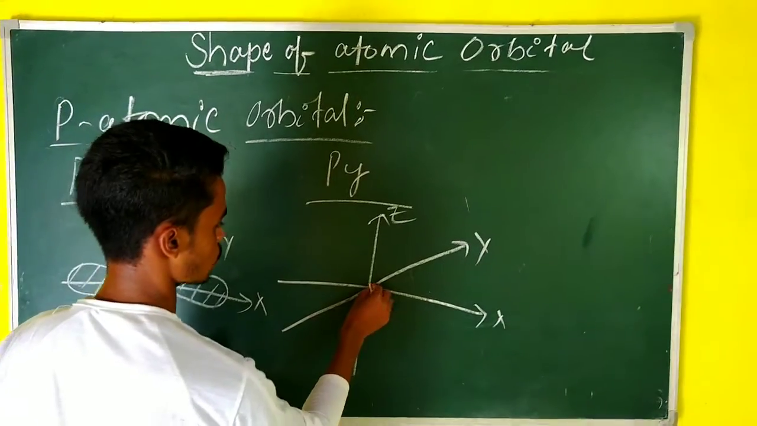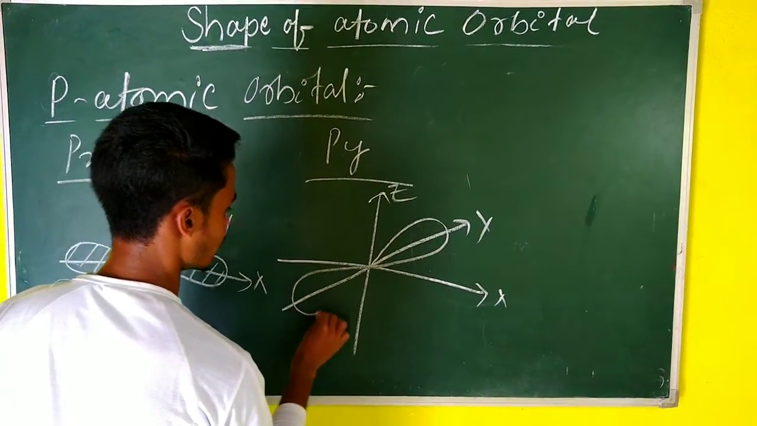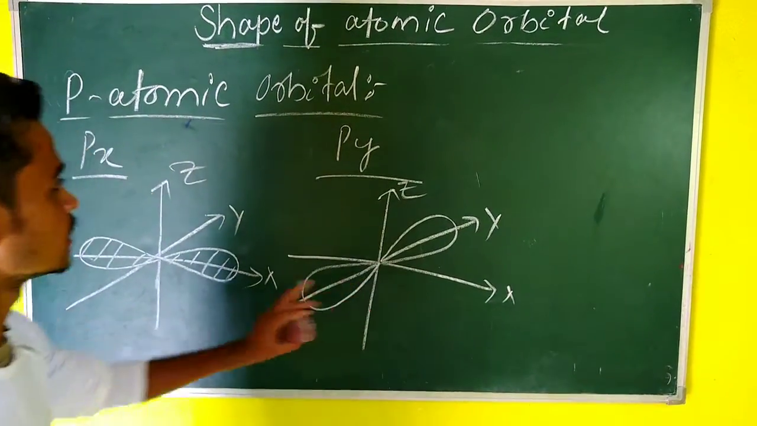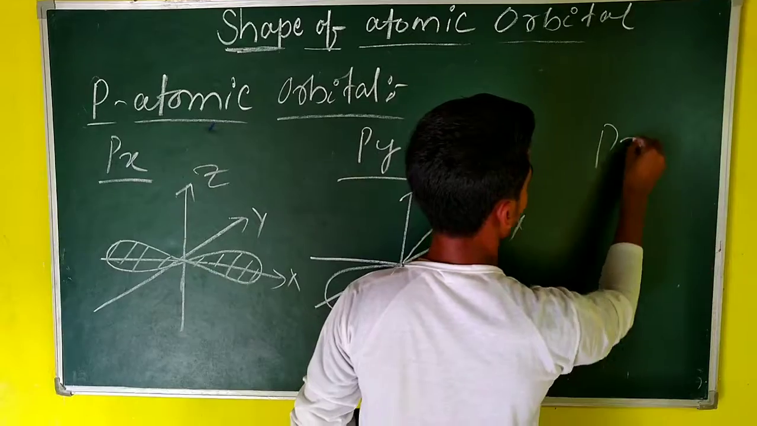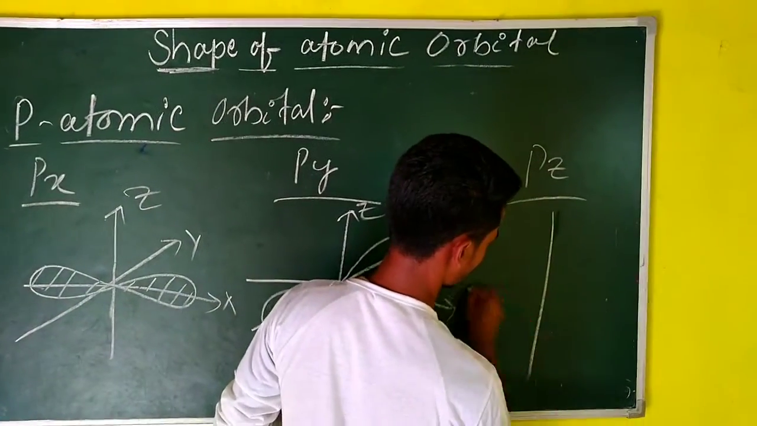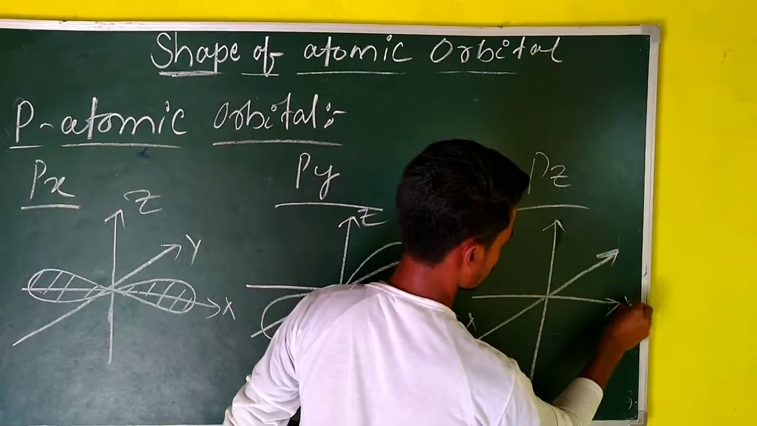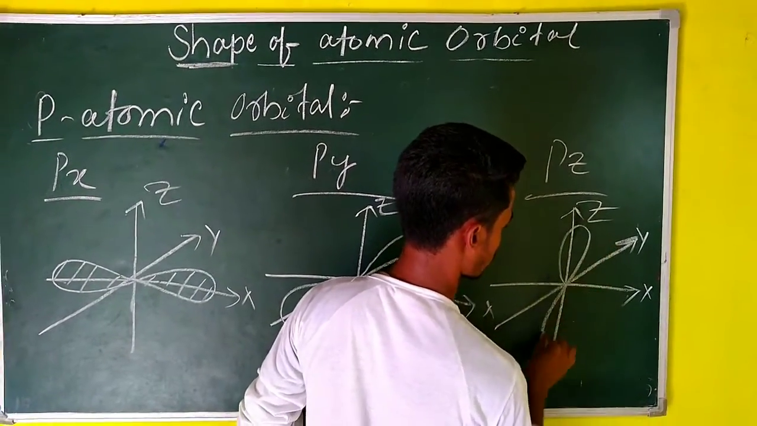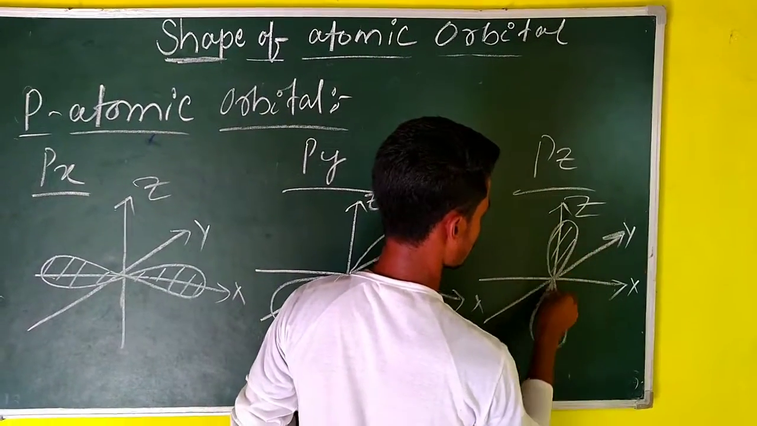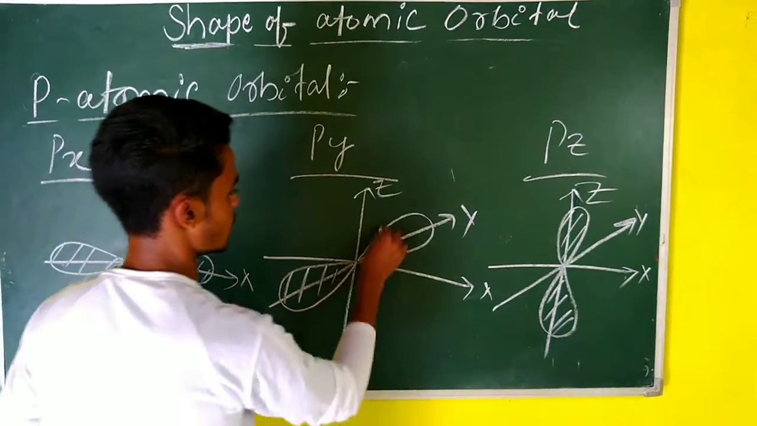In the y-axis, we can draw a dumbbell shape. This is the shape of Py. Then Pz. These are the dumbbell shape diagrams of Px orbitals.